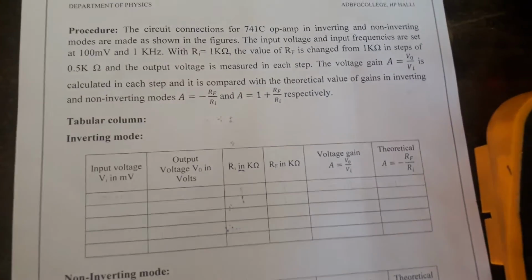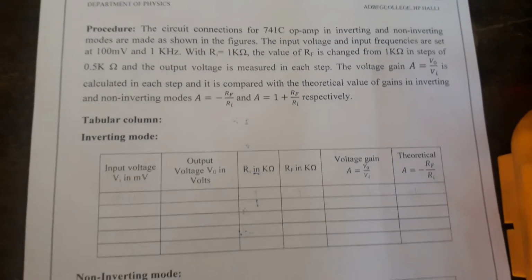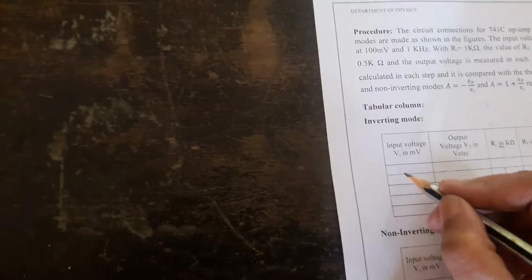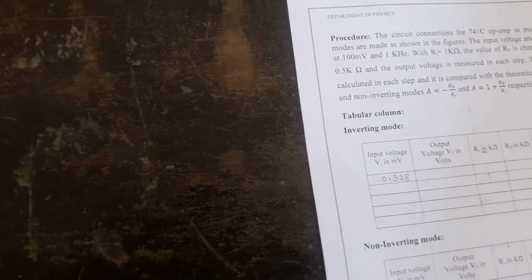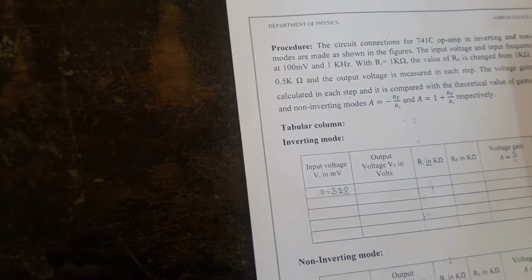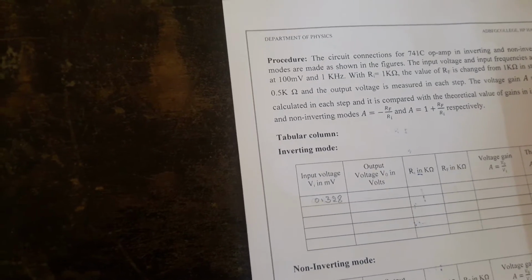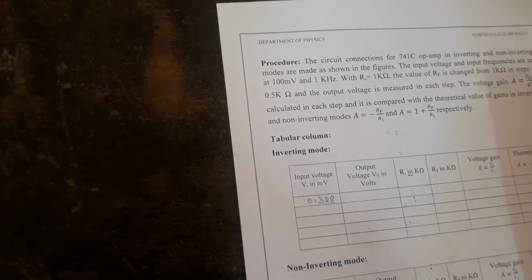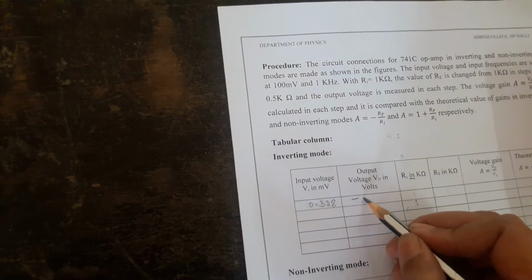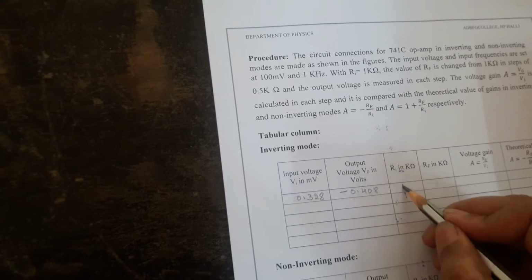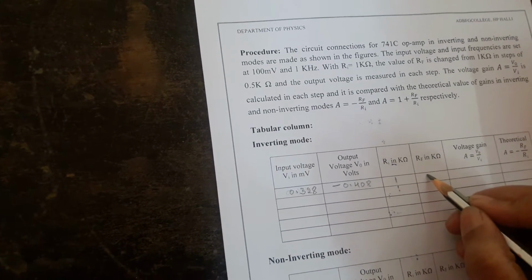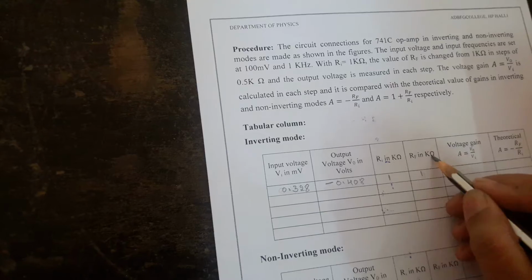So let me take the reading one more time. Okay. So I will take the input. It is coming around 0.328. 0.328 we are getting, and the output we are getting as minus 0.408. Input resistance we have taken as 1 kilo ohm and feedback resistance also we have taken as 1 kilo ohm.